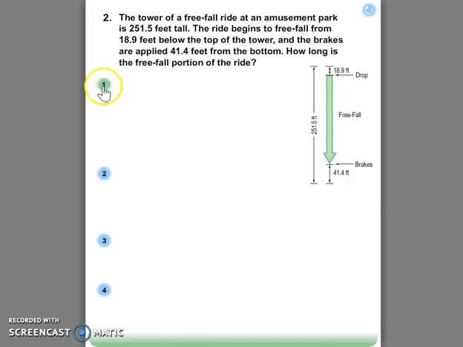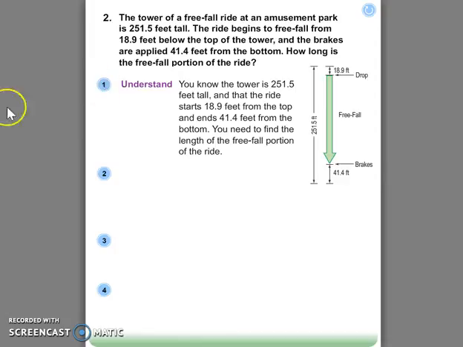So we've read through the problem and we need to figure out what we understand. Well, we know the tower is 251 and a half feet tall and that the ride starts at 18.9 feet from the top and ends 41.4 feet from the bottom. So we have this little portion here that we're not falling and this little portion here that we're not falling. So what we really need to know is how far do we actually fall?